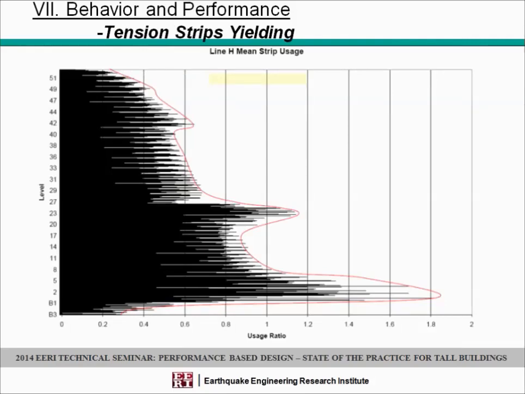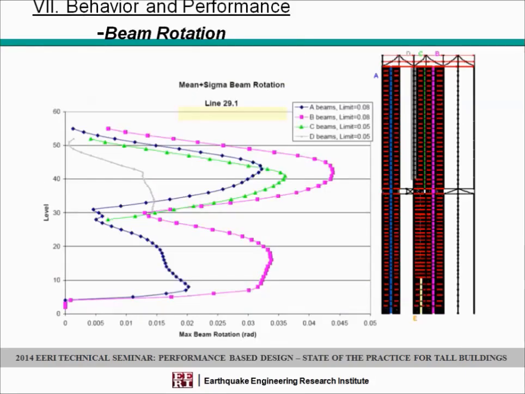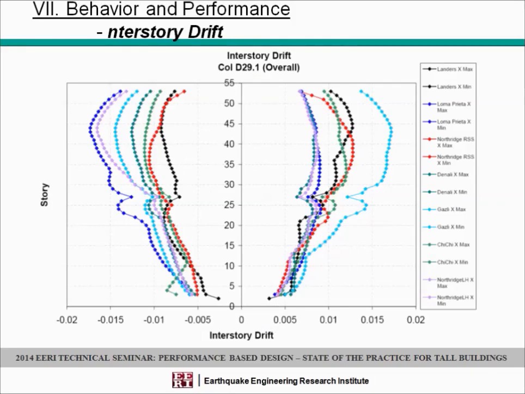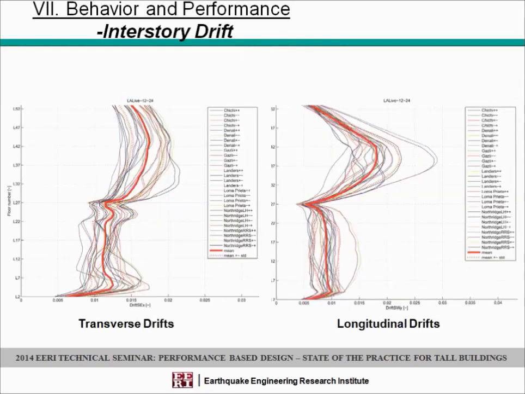We also tracked the tension strips yielding, and you see the great usage, and the beam rotations where we're almost at 0.04. In some elements we had a limit of 0.05. The vertical elements usage, which basically allowed the maximum interstory drift, and you see the pinching in the drift at the transition of the floors.